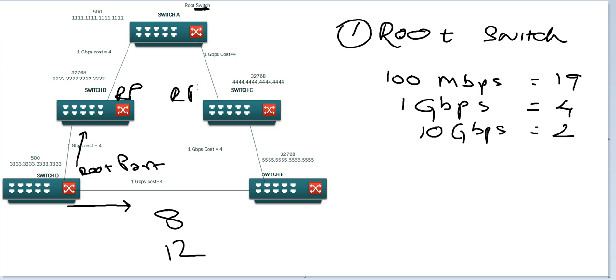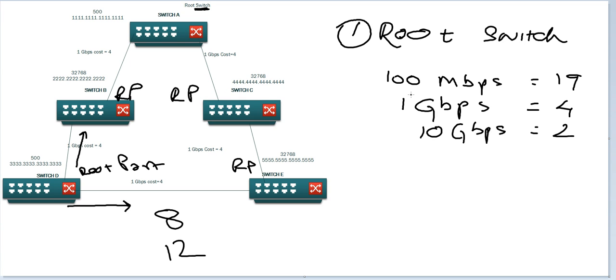Similarly, this becomes the root port, and similarly it is much easier to travel on this path towards A rather than taking this one, because this is going to be 12 and this is going to be 8, like it was for switch D. So this becomes your root port, and I already mentioned it here, right?